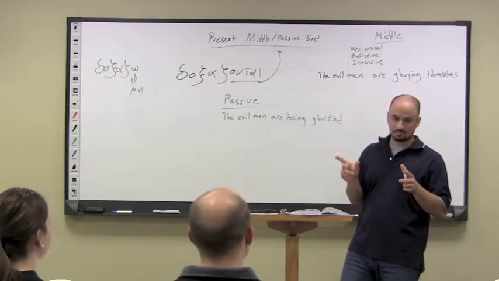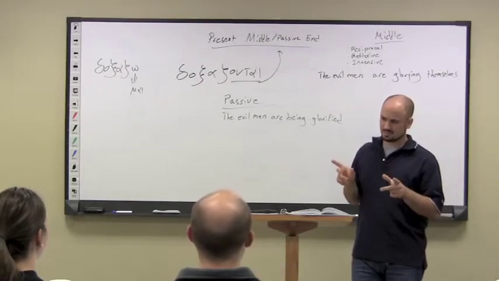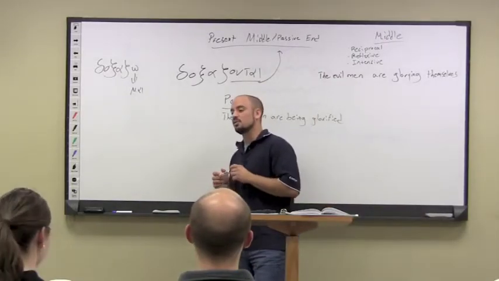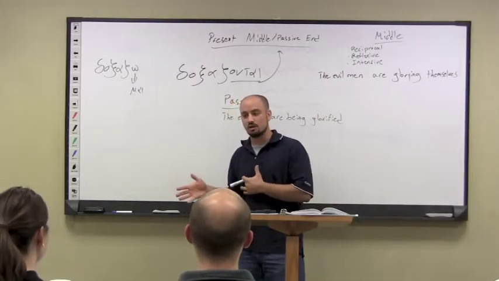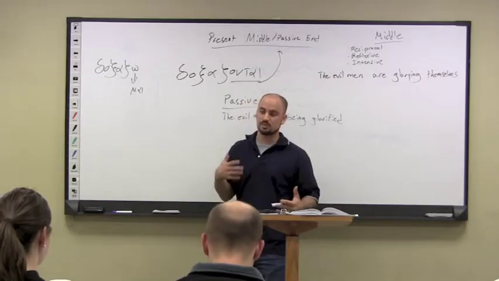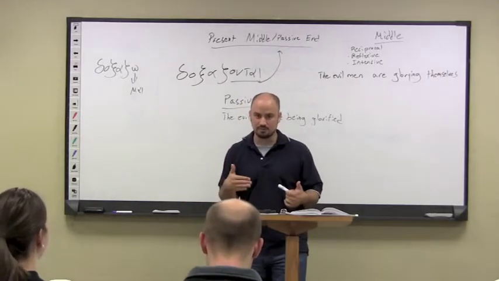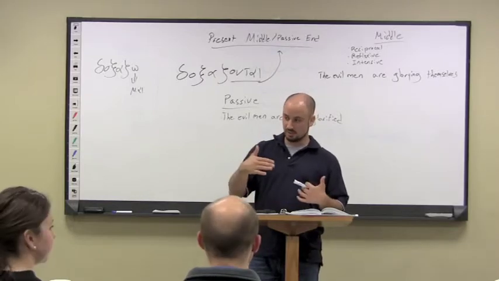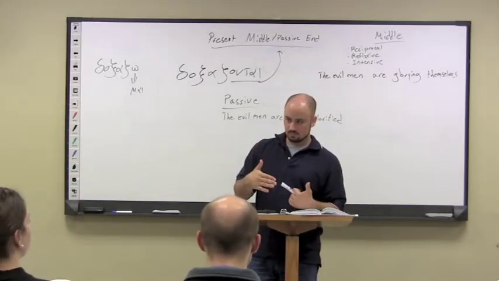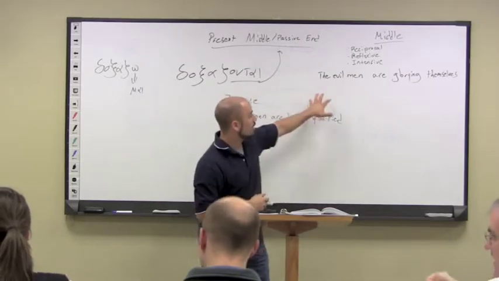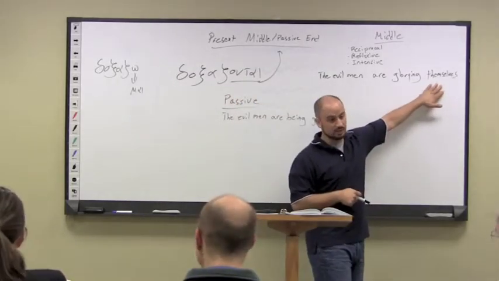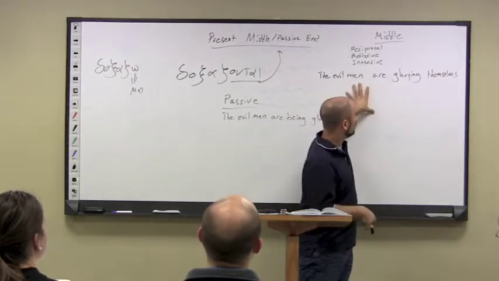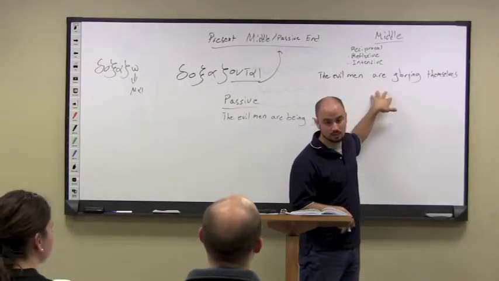Does that make sense? The righteous men have God as the object of the glorifying, whereas the evil men have themselves as the object. Okay. That's the contrast he's setting up. Okay. I feel better. So that would be why he uses themselves as the translation. It's because the subject is both the subject and the object of the glorifying.